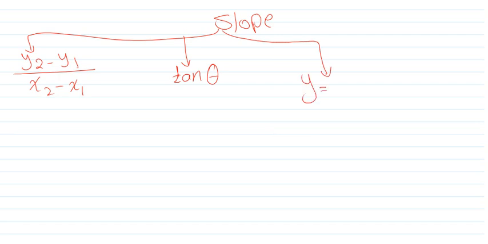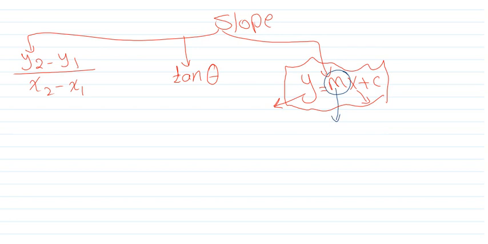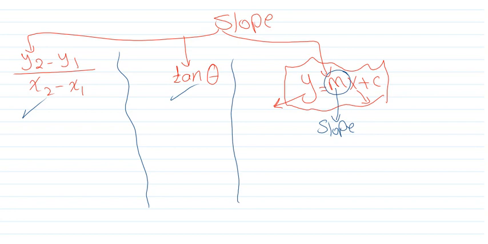If I have the equation like this, y equals mx plus c, this is the equation, with y on the left-hand side and x on the right-hand side. If I see this, then this is the slope. How can I find the slope? The coefficient of x is the slope. Again, if I have 2 points, we use difference y over difference x. If I have an angle, then tan of the angle. But if I have this equation with y isolated on one side and x on the other side, then the coefficient of x is the slope.